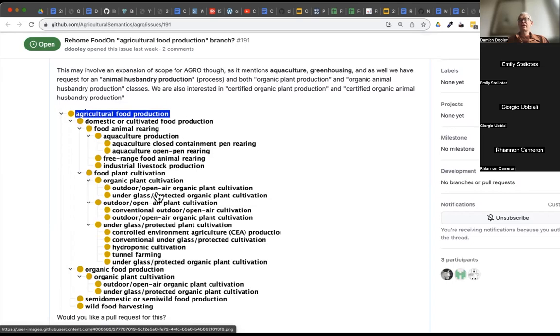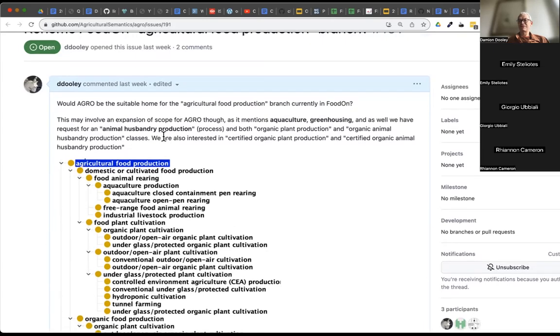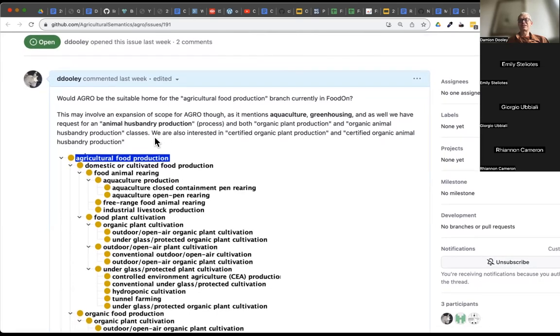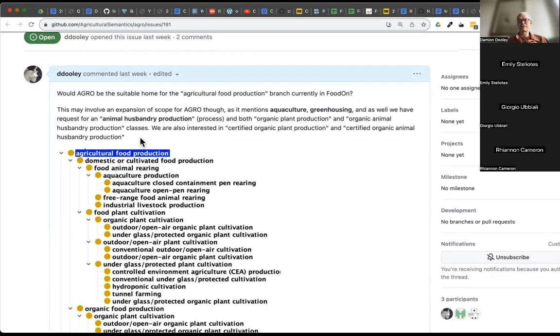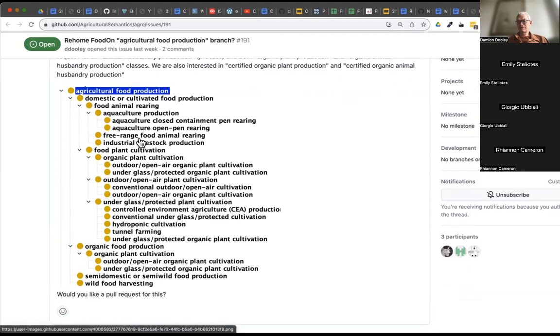So anyway, I asked them if they would like these terms, and they are happy to take them on. They seem to have the curational energy to do so, but they're asking us to do a pull request. So I'm happy to prepare a pull request, unless there are other volunteers here, to cover all of these terms and their definitions for AGRO. Just a heads up that that's happening.